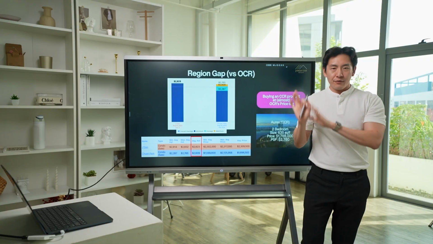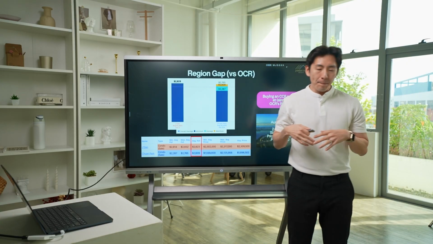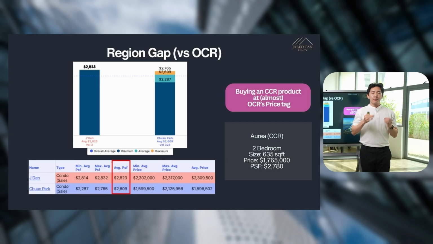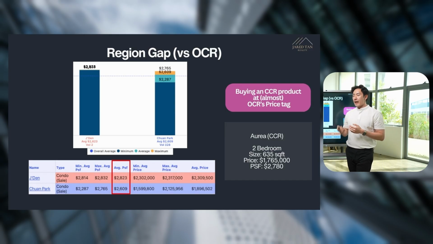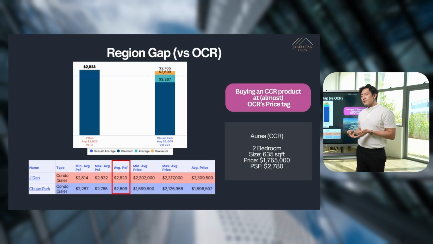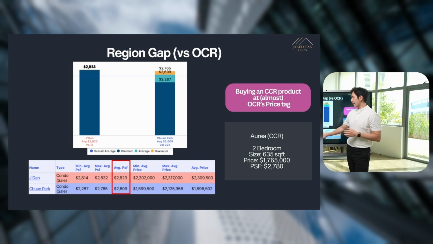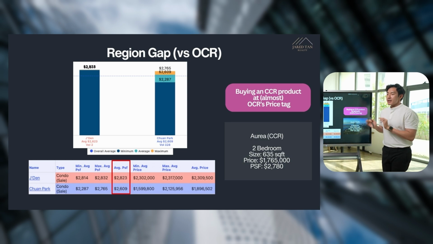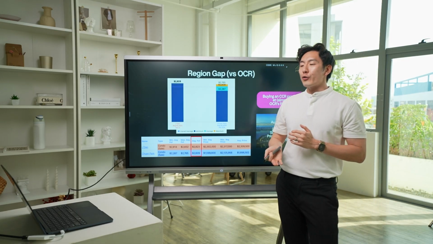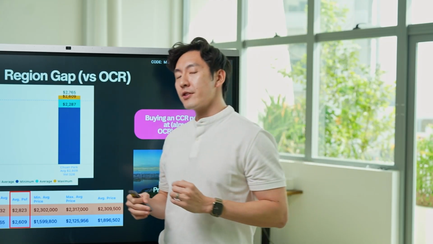And then now, that's for the resale. The next segment is about comparing how Aura as a brand new property in the core central region compares to its other region counterparts. So in this example, I'm showing you the gap between the core central region and the outskirts. In the outskirts today, there are properties like Jayden and Chuan Park that have already crossed about $2,006 and $2,008 PSF respectively. So what that means is today, if you're considering a product like Aura, essentially you're buying a core central region product at the same price as what people have bought and transacted an outskirts property for.